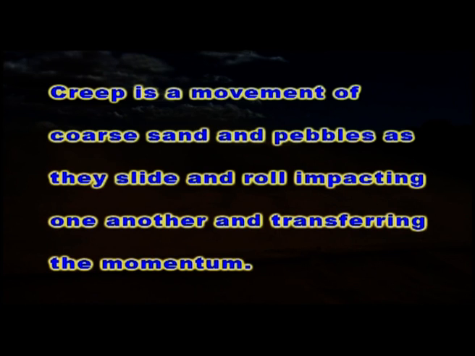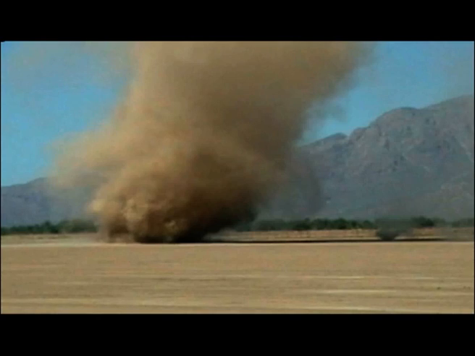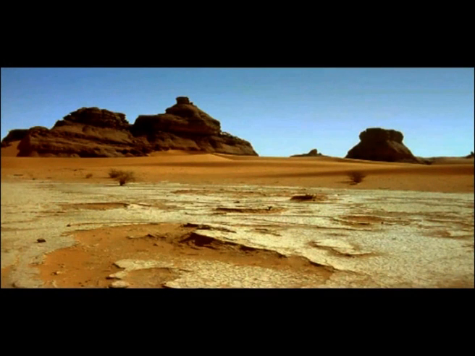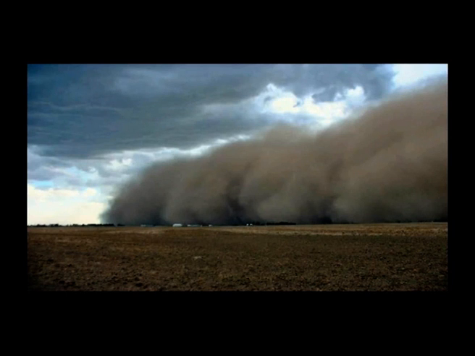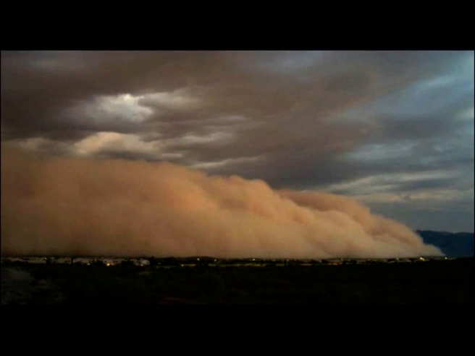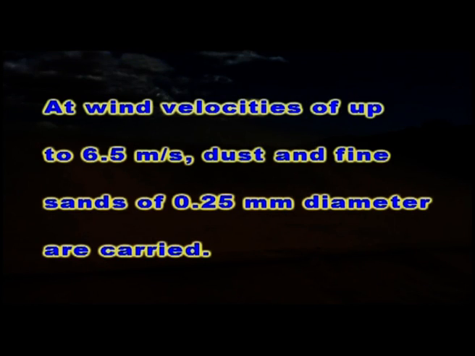Creep is a movement of coarse sand and pebbles as they slide and roll, impacting one another and transferring the momentum. It usually does not occur with velocities less than 4.5 meters per second. Air over deserts is cooled significantly when rain passes through it. This cooler and denser air sinks towards the desert surface. When it reaches the ground, the air is deflected forward and sweeps up surface debris in its turbulence as a dust storm.